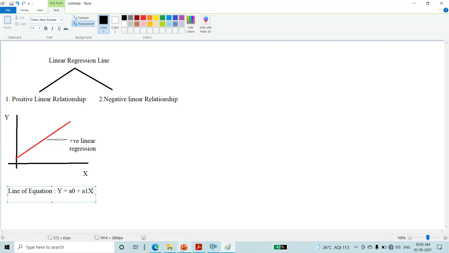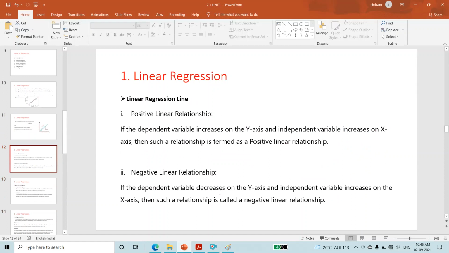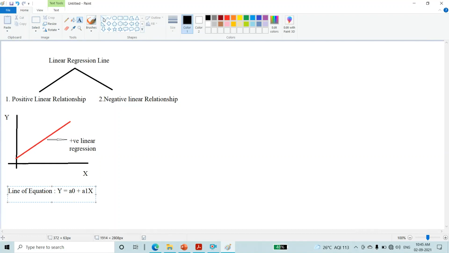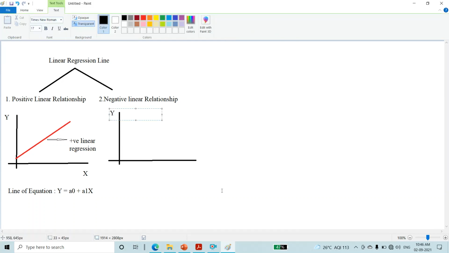Second is what? Negative linear regression. Okay, so in the second type, if the dependent variable decreases on the y-axis and the independent variable increases on the x-axis. Okay, यहाँ पे x-axis पे हमारा क्या होना चाहिए? Increase होना चाहिए. So here, this is our dependent variable on the y-axis and independent variable on the x-axis. Okay, so here we have y and here we have x.